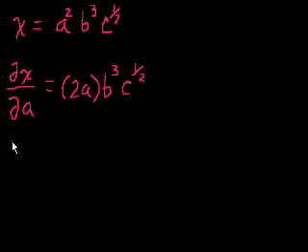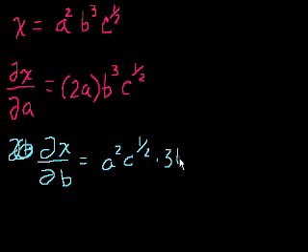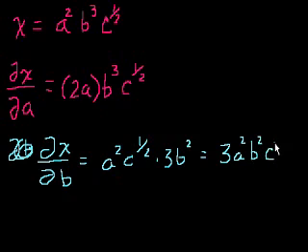What's the partial derivative with respect to b? Oh, sorry. What's the partial of x with respect to b? Well, now a squared and c to the 1/2 are just constants. We could just write that: a squared c to the 1/2. And now we just take the derivative with respect to b. Well, that's 3b squared. And if I just want to rearrange it, that's 3a squared b squared c to the 1/2 power. Not too difficult. You just have to keep in mind what's constant and what's not.